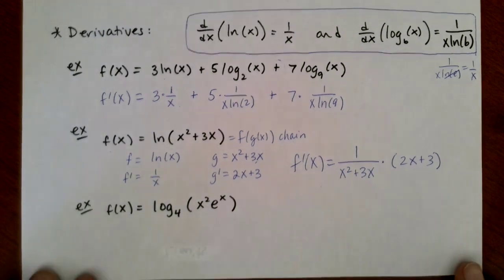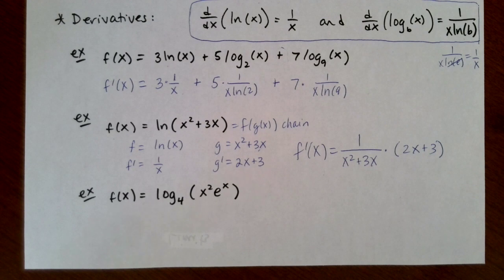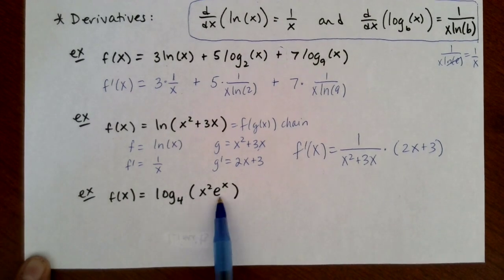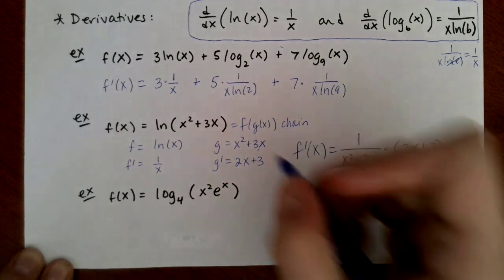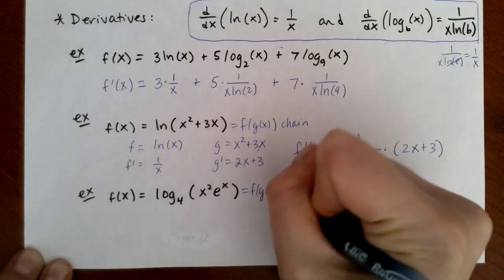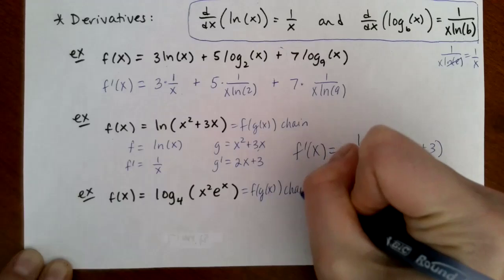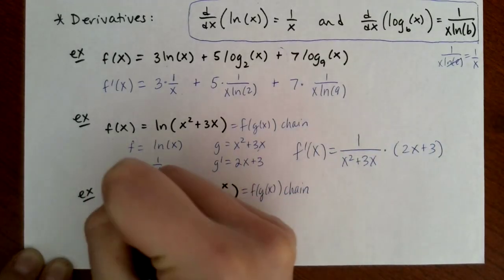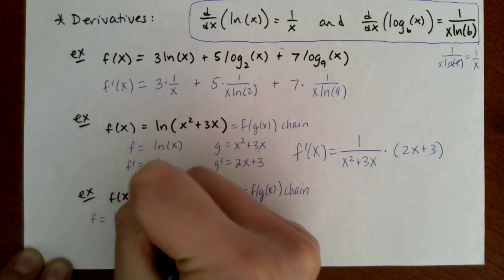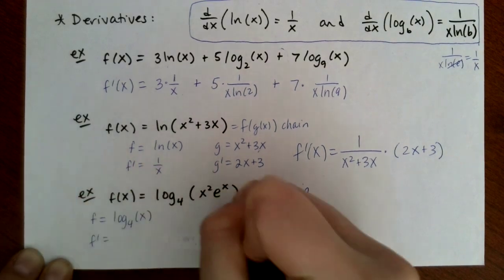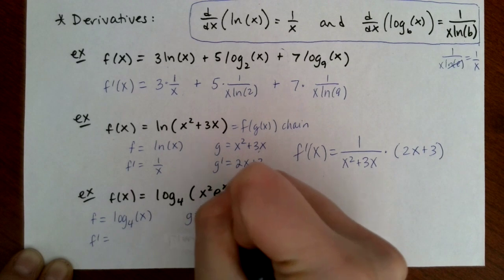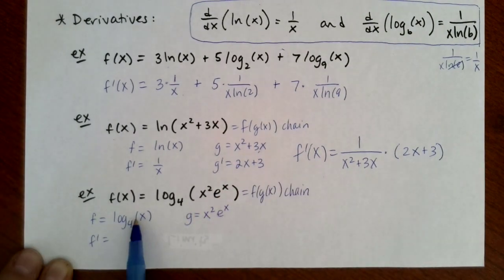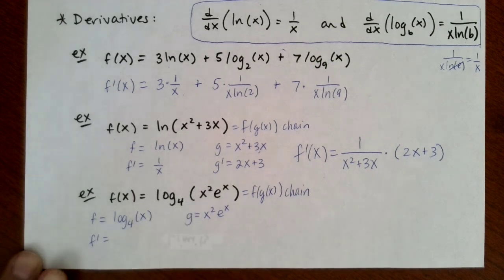All right, let's try one more that also has a lot going on. So here we have log base 4 of some stuff. So this is composition again. So I'm going to start off identifying this calls for the chain rule. The outer function f is log base 4 of x. And the inner function g is the x squared e to the x, right? So if I plugged this into this function, I would have my formula.